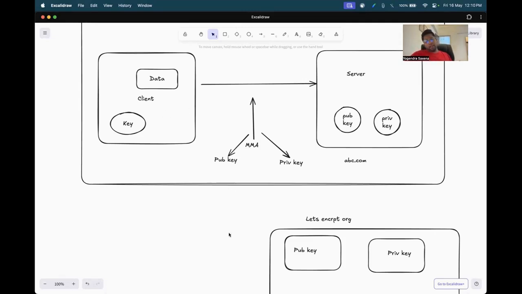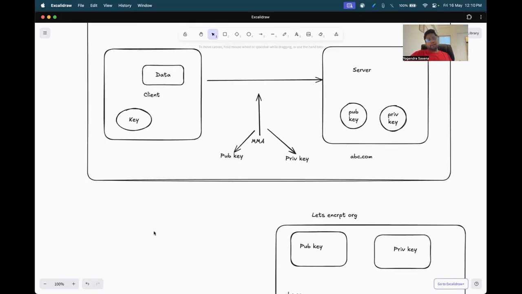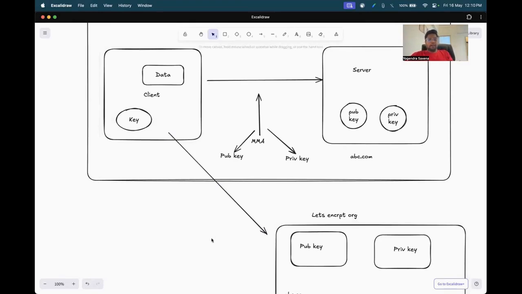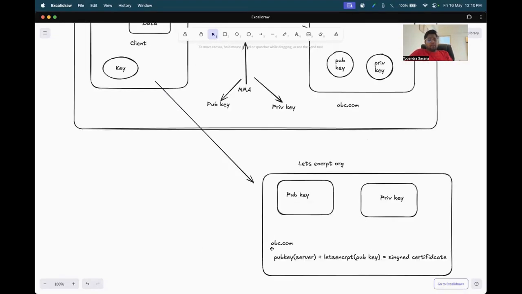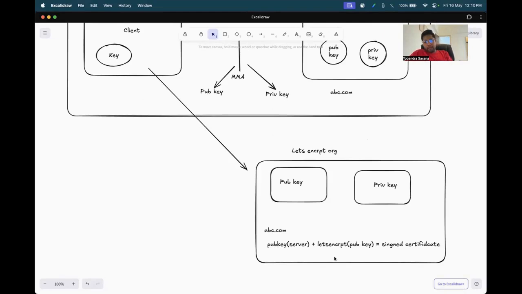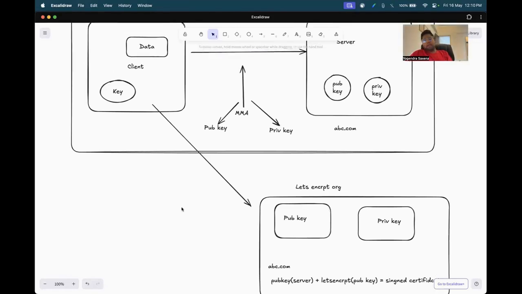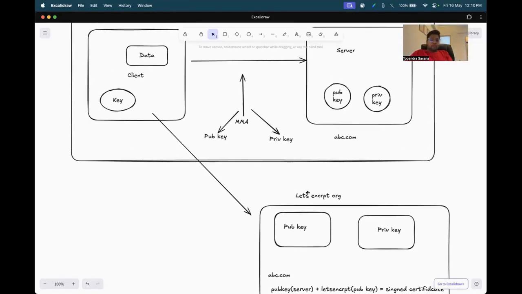When the client receives this SSL certificate, it will go to Let's Encrypt and say, hey, can you please give me your public key, so that I can verify whether the certificate I've got is correct or not? Because the certificate is a combination of the server public key and the Let's Encrypt public key. The server public key is anyway sent by the server, and the client is asking for the Let's Encrypt public key. Let's Encrypt will say, okay, for this particular domain, the client is asking for my public key, I will share it because a public key is shareable. Again, I'm saying the same thing, right?